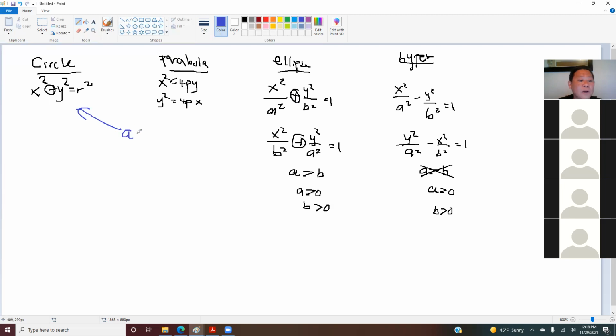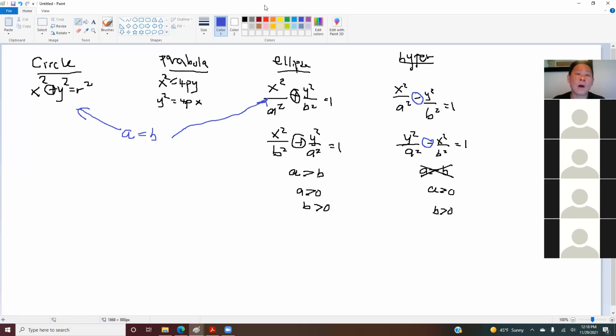So if you find out that your a and b is the same, then your ellipse will become a circle. Okay. For a hyperbola, you don't add them, you subtract. So if you see that the two terms have a minus between them, it's going to be a hyperbola. So this is how you figure out which one is which.